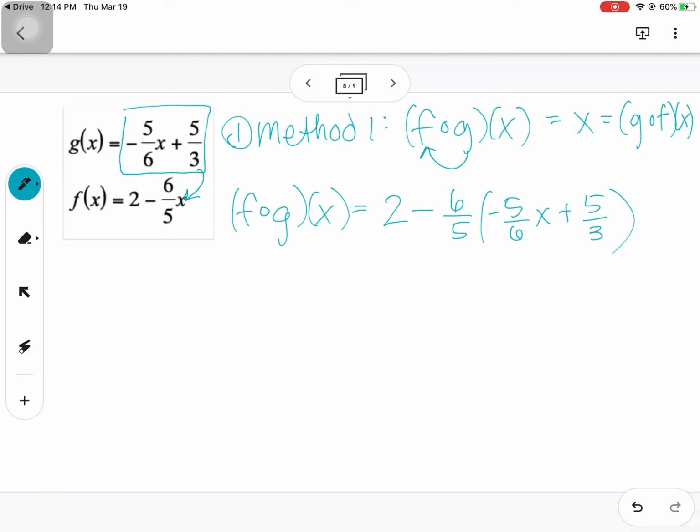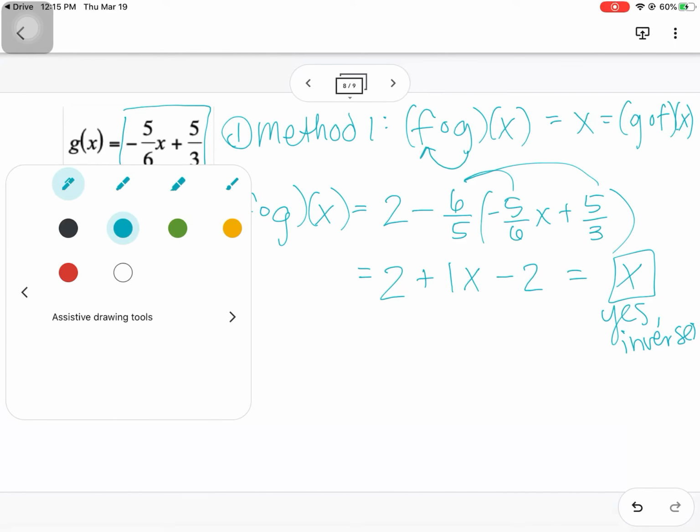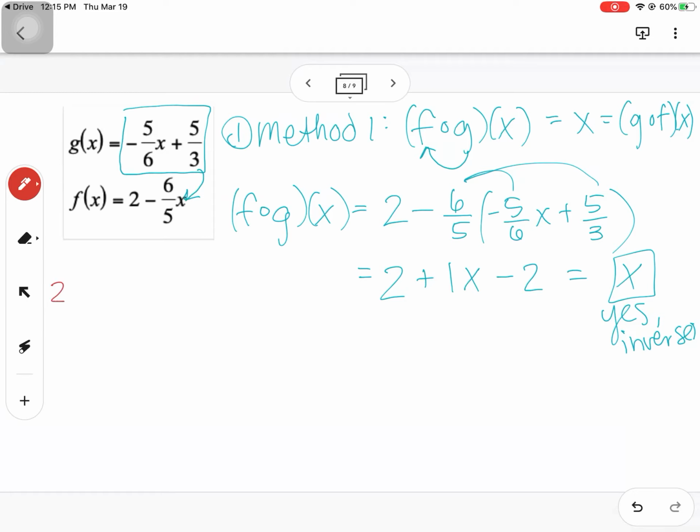This one's kind of ugly because it has a lot of fractions, but you'll see pretty quickly that it kind of evens out. When I do this, if I multiply negative 6/5 times negative 5/6, I just get 1. So it's 1x. When I do negative 6/5 times 5/3, and again, you can use your calculator, you end up getting negative 2. When I combine this together, I get just x. So this would tell me that, yes, they are inverses. But again, that's not the only method you could choose.